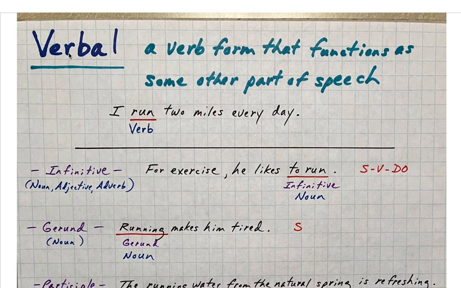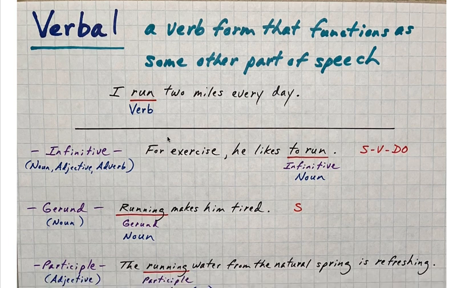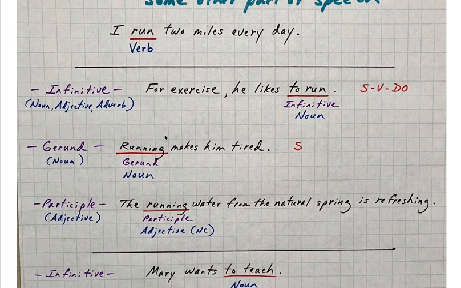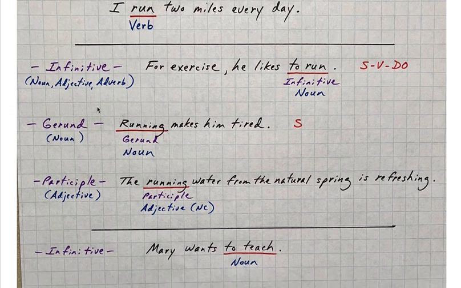Okay, a verbal, we are told, is a verb form that functions as some other part of speech. Now here's a regular verb. I run 2 miles every day. And here's your verb. Okay, it's very simple. Now when you get to the infinitive, you have some slight changes. Your verbal in infinitive form will act as a noun, an adjective, or an adverb.